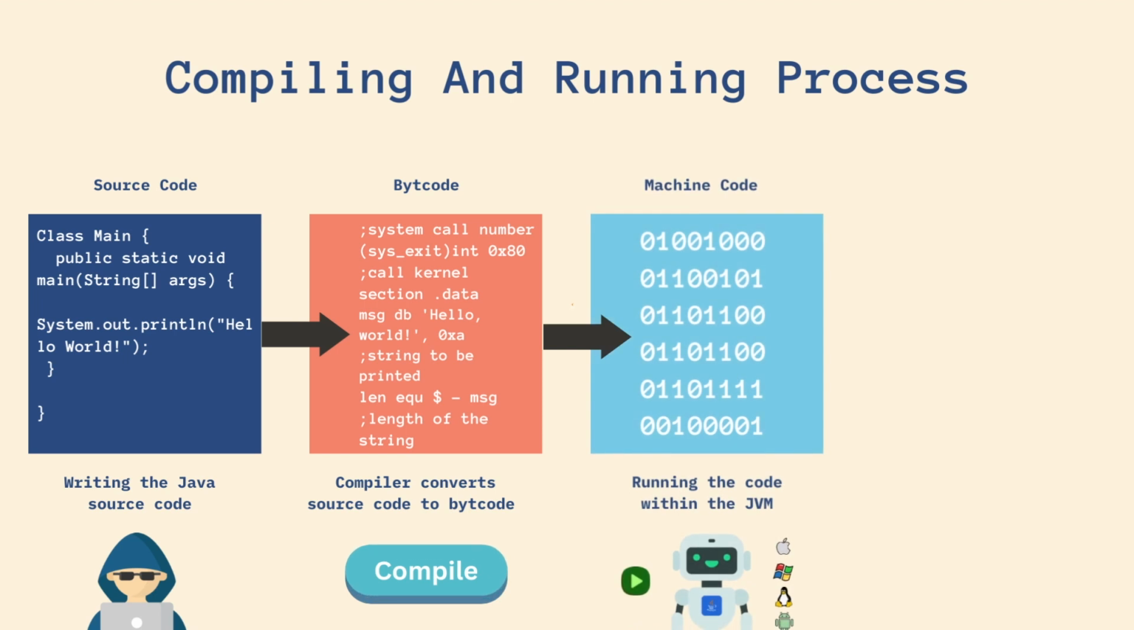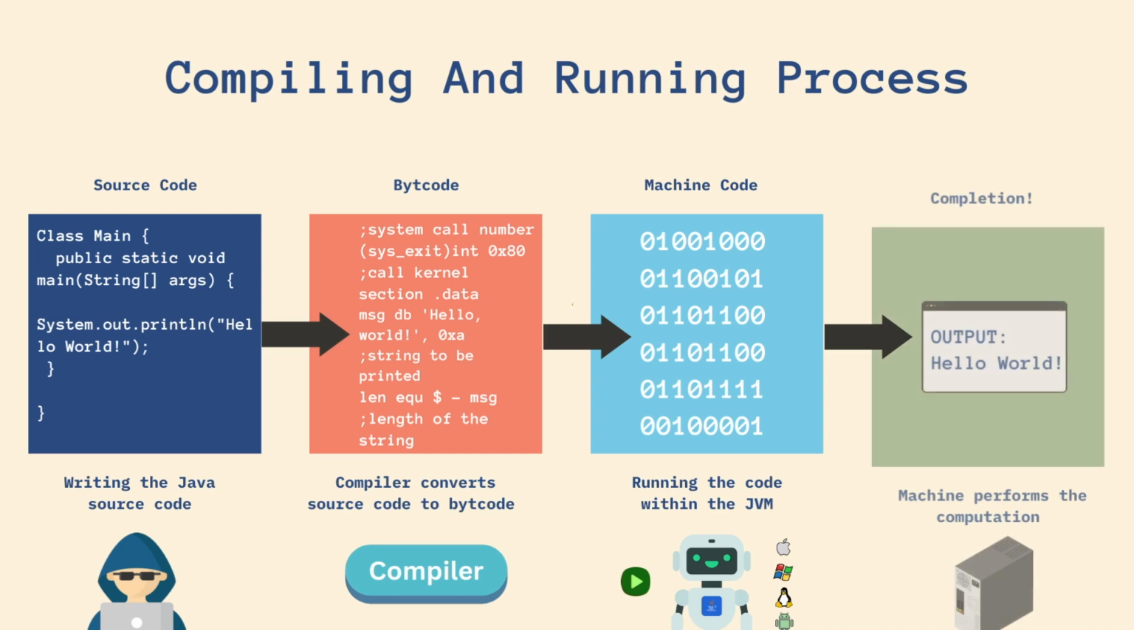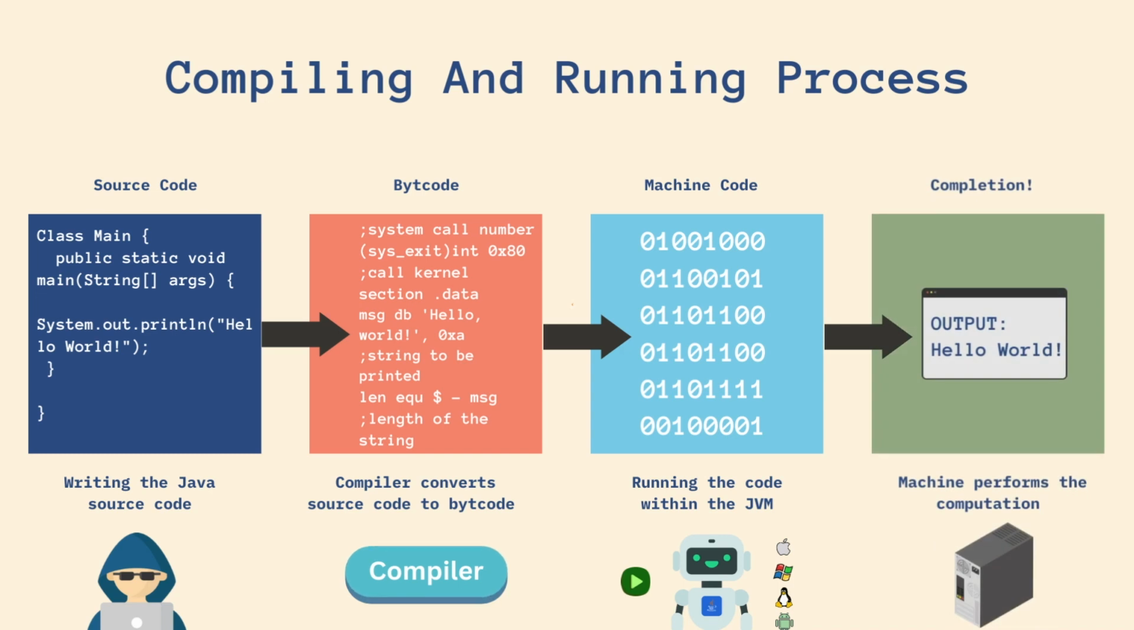Step 3, running the code within the JVM. The JVM interprets the bytecode and executes instructions it contains. And finally, when the code is executed, it performs the desired tasks, in this case, printing output to the console.